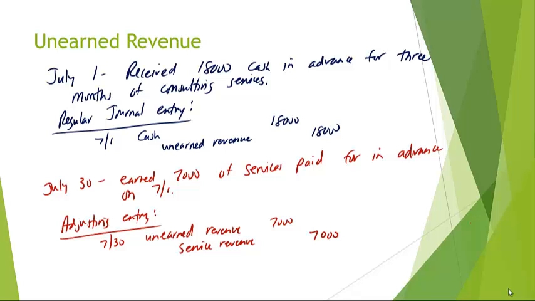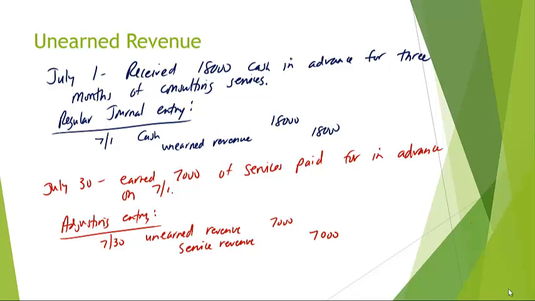Now, let's see what happens on July 30th. They tell us that we earned $7,000 of services paid for in advance on July 1st. Okay, so now we no longer still owe $18,000 of services. We only are going to owe, after this adjustment, $11,000. So to be able to record this properly, we would debit unearned revenue for $7,000 and credit service revenue because we did the work, and our regular service revenue account is going to increase by that $7,000 figure.